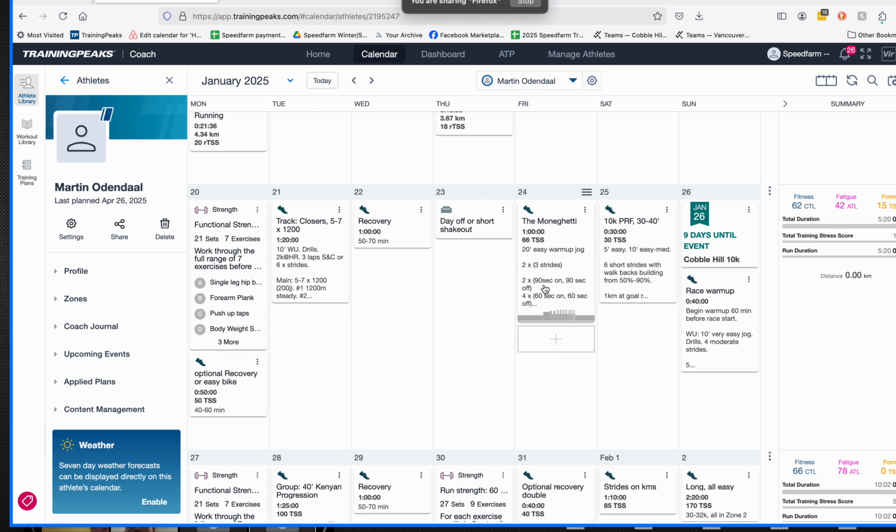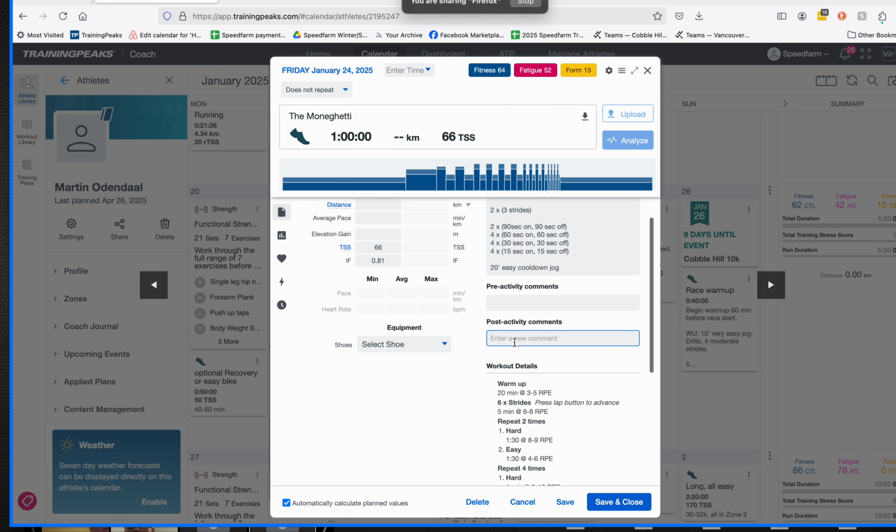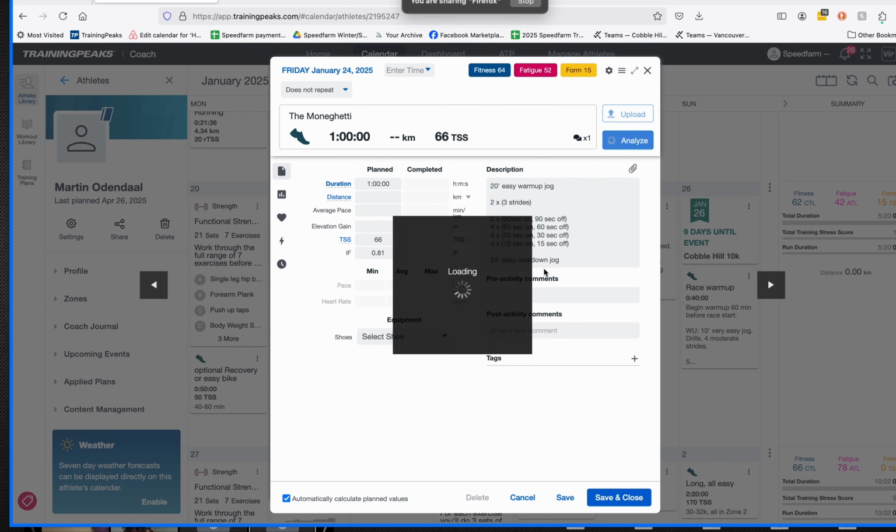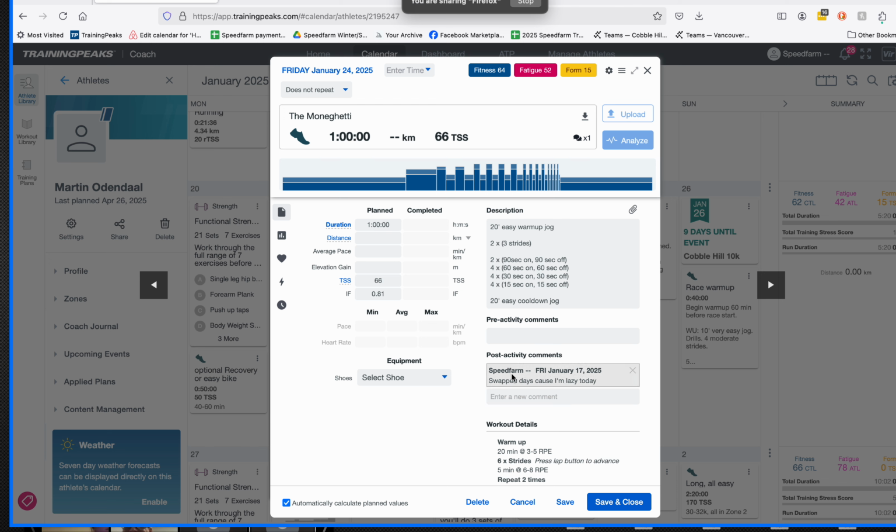The other thing he could do, which you've all figured out, is use this post-activity comments box as a way to communicate with me. So Martin could have made this swap and just say, swap days, 'cause I'm lazy. Oops. And then when he enters that, he's going to get a comment from me. But if he were to enter that into this post-activity comments, I would get an alert saying Martin has left a comment on a workout. And then I can respond if it was something that was a question for me or something relevant.